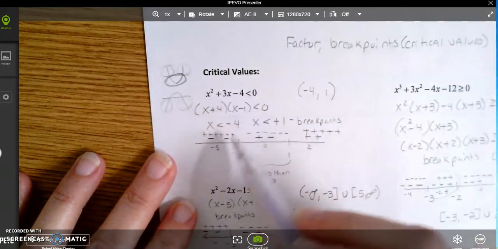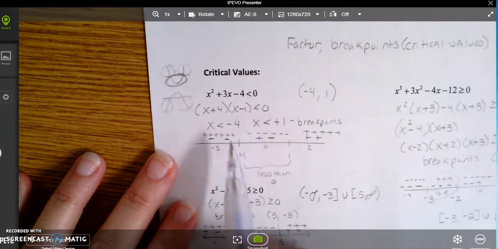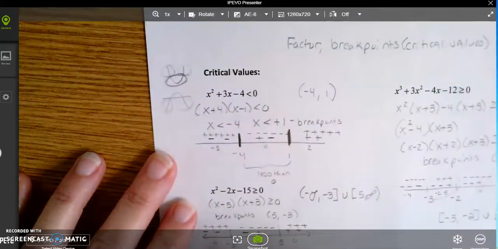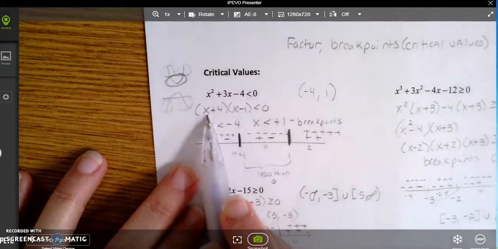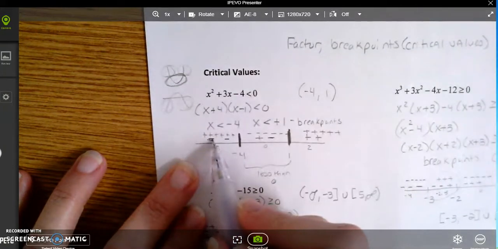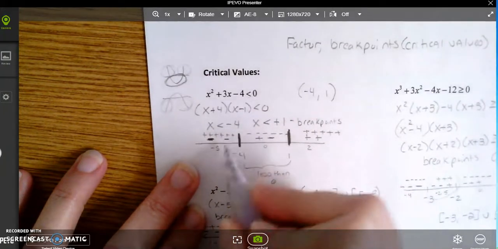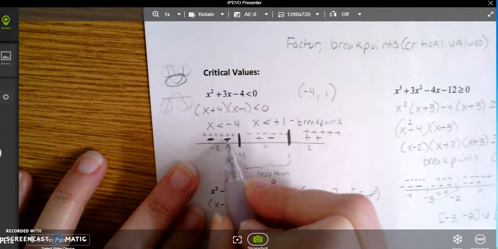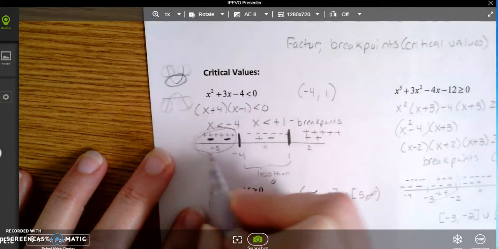So what we're going to do is we have to figure out where on the graph we're dealing with positives and negatives. So we have our breakpoints. Here's our breakpoint at negative 4 and positive 1. So then what you're going to do is you're going to test negative 5 in here. So negative 5 plus 4 is negative 1. So I get a negative. And negative 5 minus 1 is negative 6, which is a negative. And negative times negative is positive. So anything in this area of the graph is going to be positive.